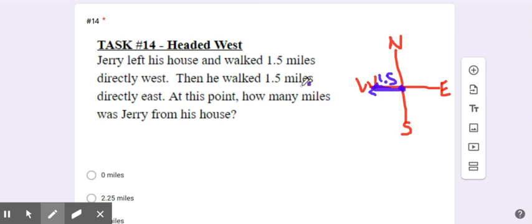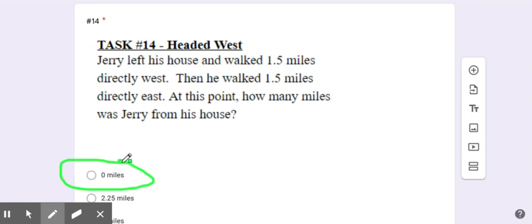Then he walked 1.5 miles directly east. So now he's here and he walks back 1.5 miles. The question is, at this point, how many miles was Jerry from his house? Well, if he started here at his house and walked 1.5 miles this way and then 1.5 miles back, he's at his house, right? So how far is he away? He's 0 miles away because he's back at his house.